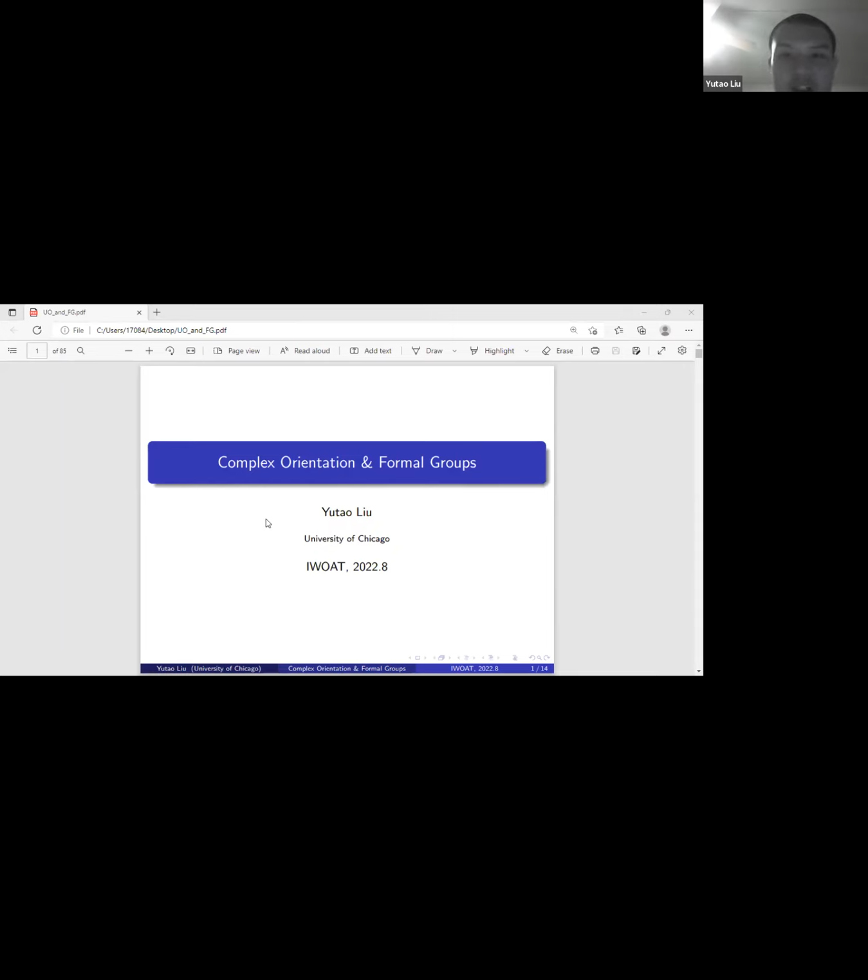So the initial idea of the orientation comes from vector spaces, which corresponds to your choice of basis elements. This idea can be further extended to manifolds, which is the first kind of orientation we are going to talk about today.